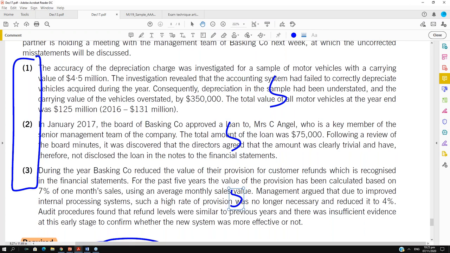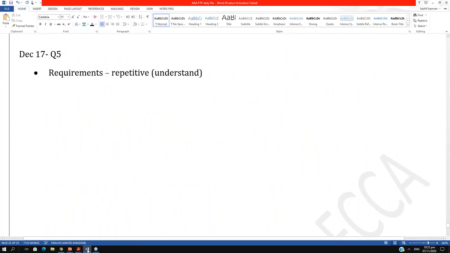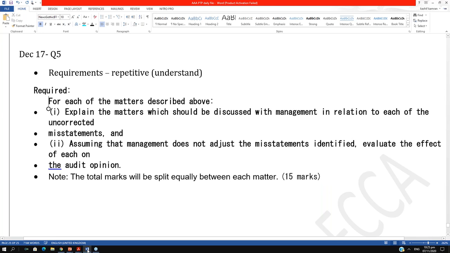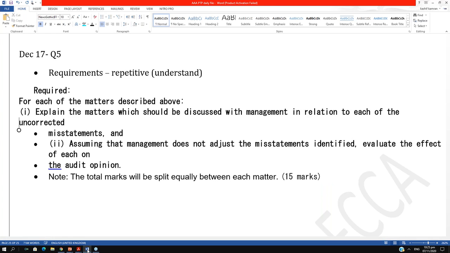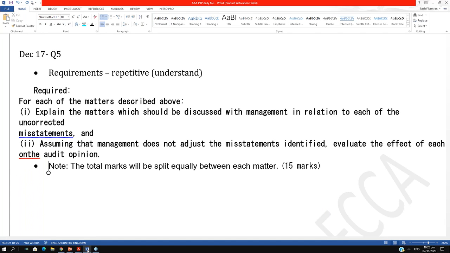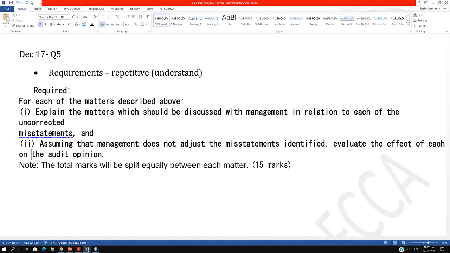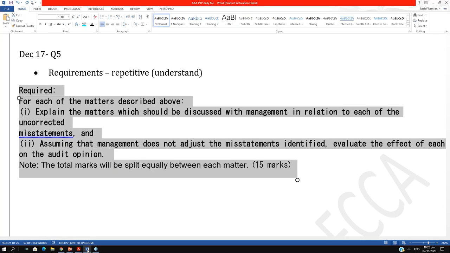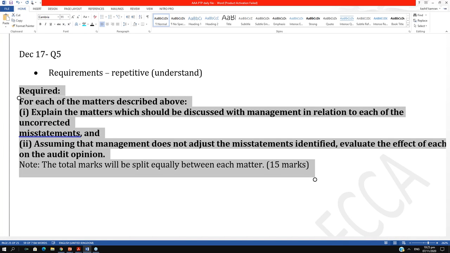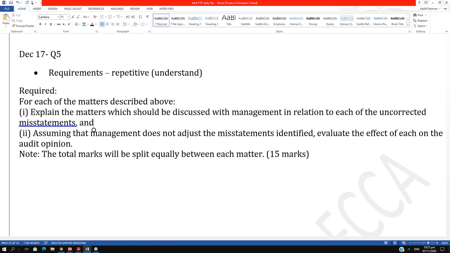Okay, now let's first understand the requirements. I'm pasting the requirement here, and we understand the requirement. Just 1 minute. Let me present the requirement to you in a very proper manner. So we understand this requirement and you can solve many past papers on the basis of this requirement. Okay, I'm reading the requirement. Keep your focus strong.